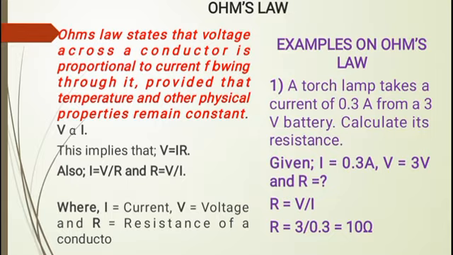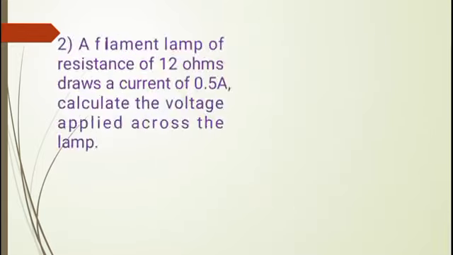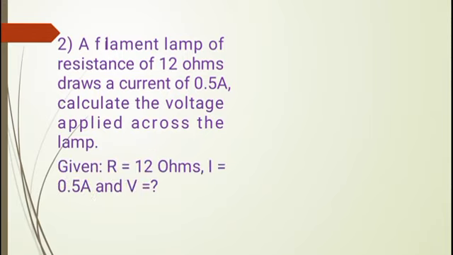Let's consider another example. In example 2, we have a filament lamp of a resistance of 12 ohms, which draws a current of 0.5 ampere from a voltage source. We have to calculate the voltage applied across the lamp. Let's quickly consider the parameters in this question as well. We have resistance given and current is also given. We are looking for the voltage that is supplying the current.